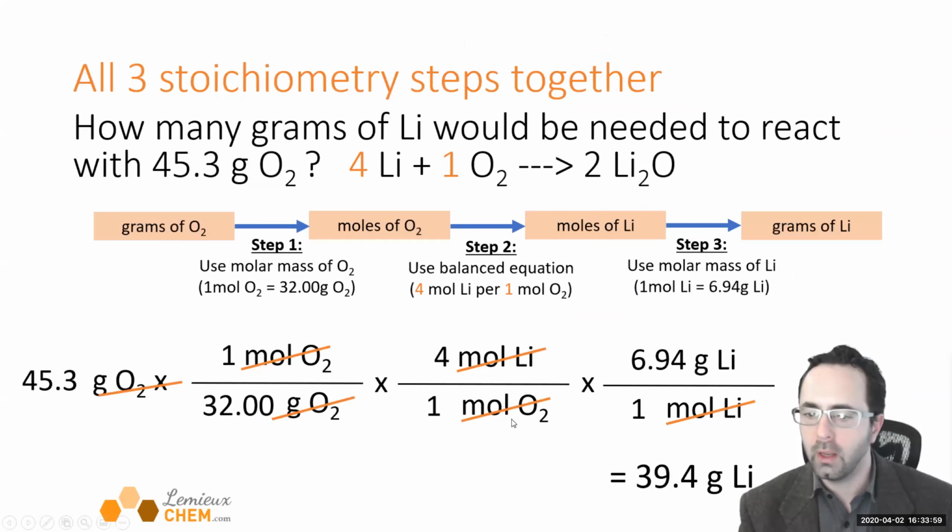Now, I want to point out something from the last example. Again, notice that our coefficients, like 4 here, is only used in step 2. Never, ever, ever put the 4 here. 1 mole of lithium weighs 6.94 grams, not 4. So the coefficients in the balanced equation only belong in step 2. Make sure you don't put them in the molar masses. The molar masses are always the mass of 1 mole. So this 4 only goes in step 2.